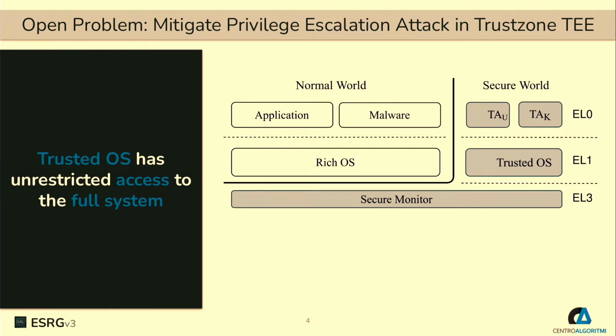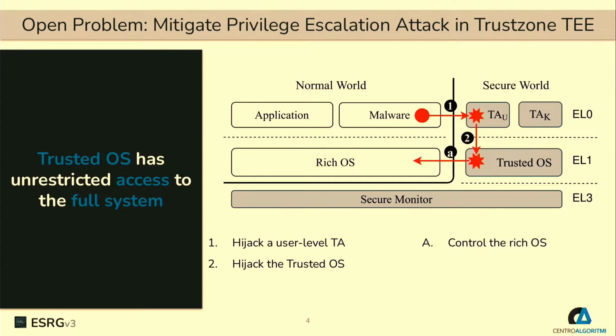TrustZone flaws have allowed attackers to mount attacks that, from the normal world, are able to compromise a TA, and from that compromised TA, compromise the trusted OS. Once in control of the trusted OS, an attacker can compromise other parts of the system: the normal world, other security-critical TAs, and the highest privilege piece of code, the secure monitor.